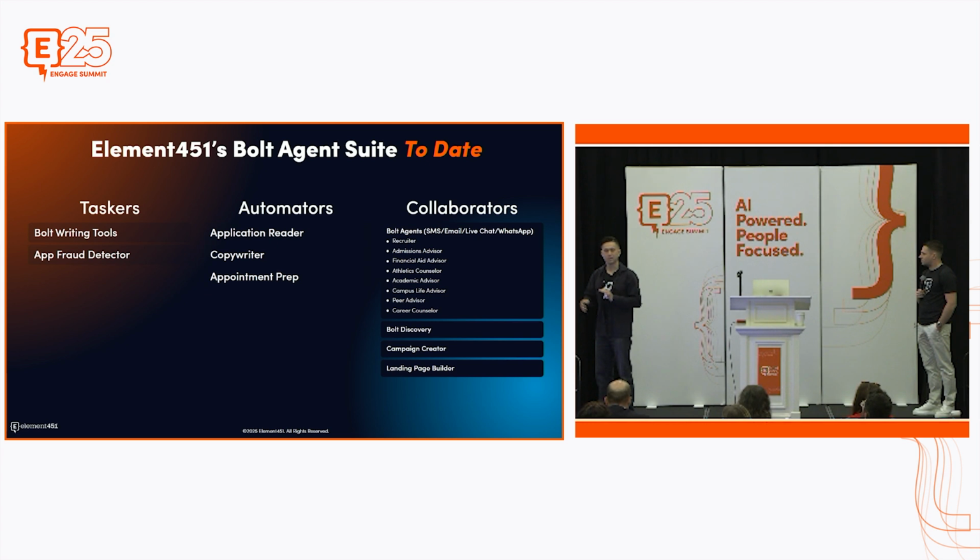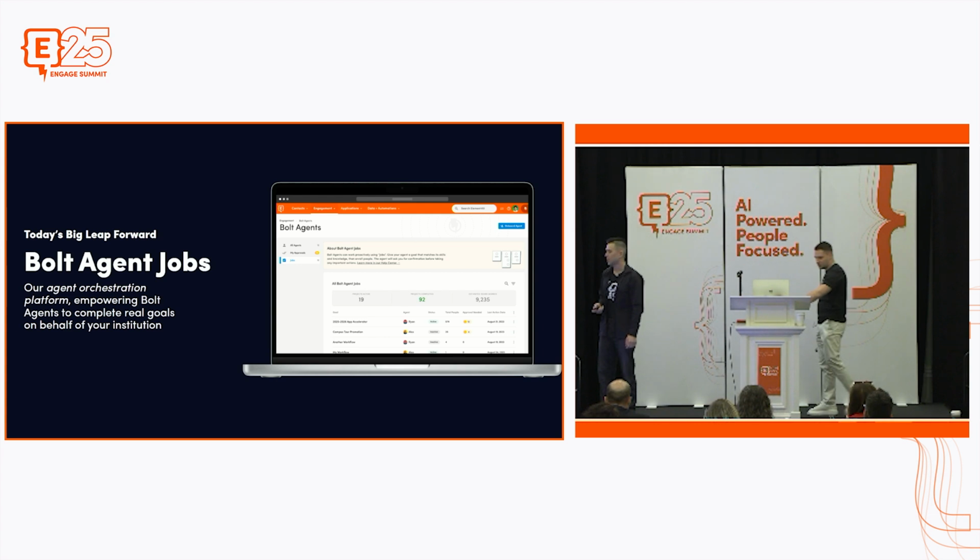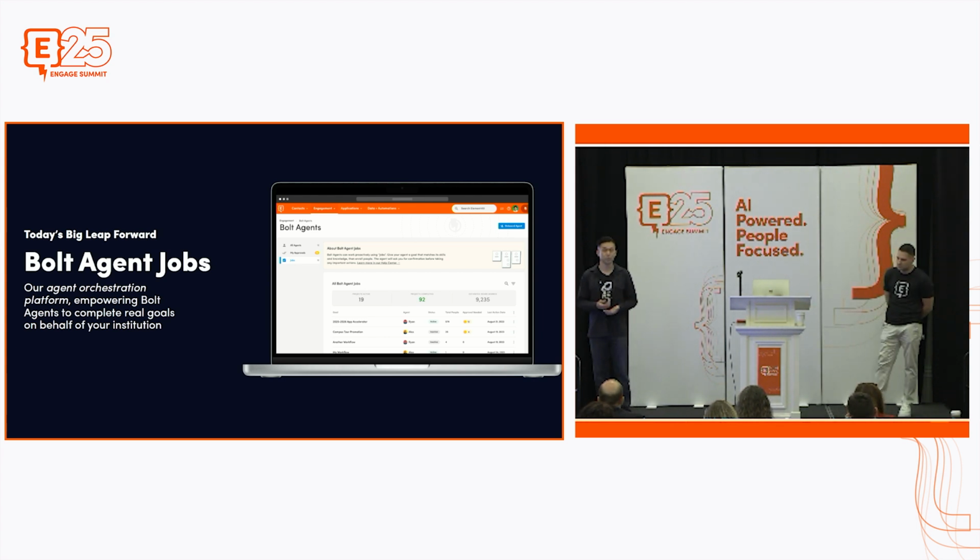At the automator level, we have something like our application reader, which we also showed. And at the collaborator level, that's where we have our current, or before today, our Bolt agent suite. Our recruiter, our academic advisor, our career counselor, and so on. They are able to answer questions on your website and Student Hub, through SMS, through email, but they haven't been proactive yet. And that's today's big leap forward, is Bolt agent jobs, or Bolt jobs. This is our agent orchestration platform, and it allows our agents to complete real goals and real work on behalf of your institution.